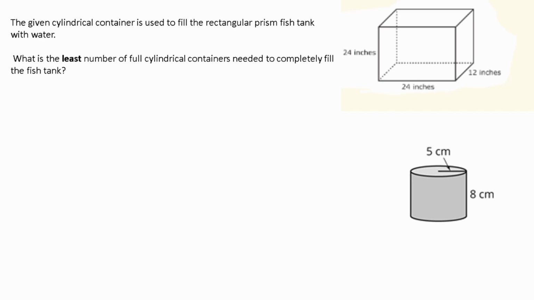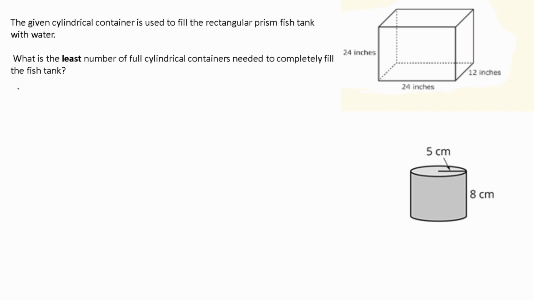Last problem. It says we have a cylindrical container used to fill a rectangular prism fish tank. So fish tanks are usually big giant rectangles. A cylindrical container, aka a cup or a bucket, we want to fill it. We want to say how many is the least amount of full cylindrical containers needed to completely fill the fish tank. So first, we need to find the volume of both.